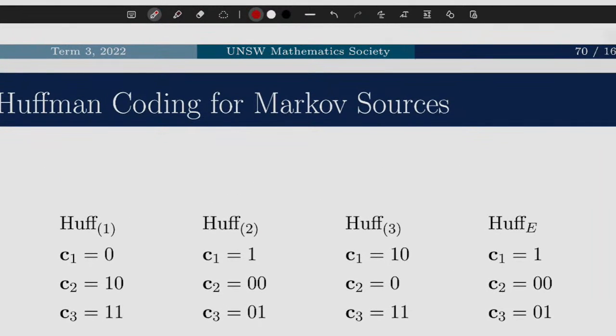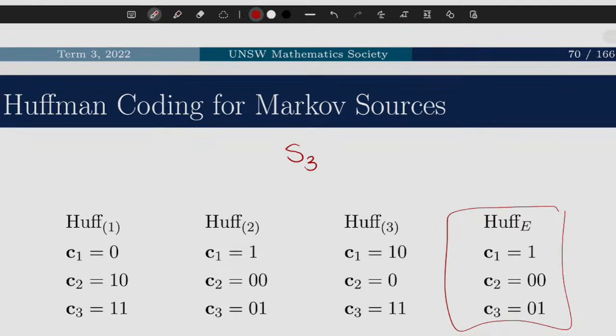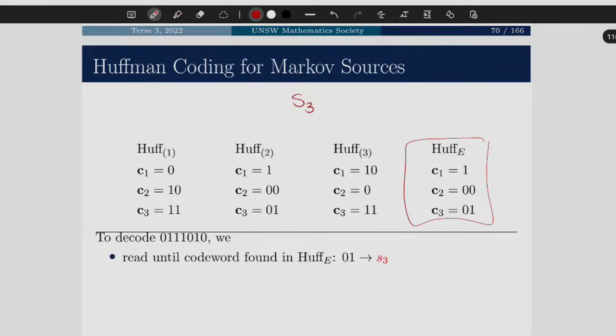To decode, remember that our first symbol always has to come from Huffman E. So, which here corresponds with the first bits of our decoding? Well, it's going to be 0, 1, right? So then my very first symbol is going to be S3, right? Which we've written out here.